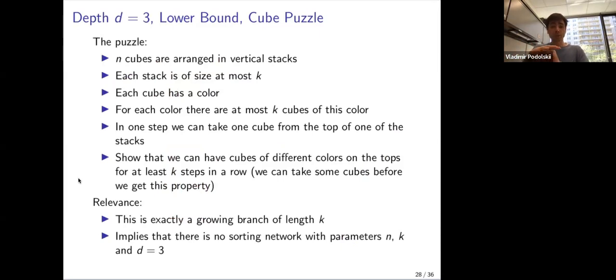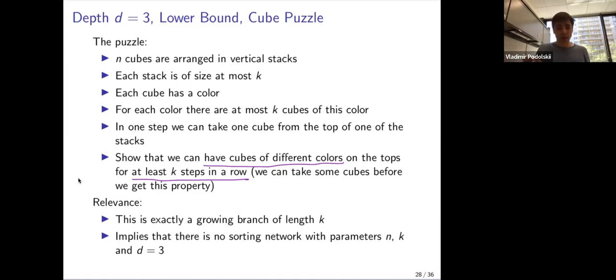That's it. So what do we need to do? We need to show that we can start with these stacks of cubes and take cubes in some order, in such a way that we have cubes of different colors for at least k steps in a row. We can take some cubes from the tops first, then claim our property, and then maintain it for k consecutive steps.